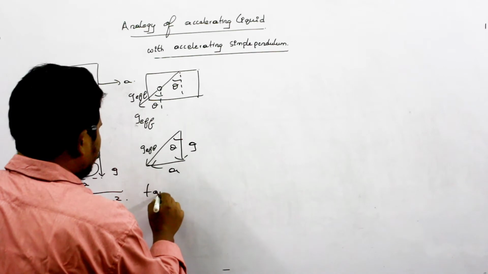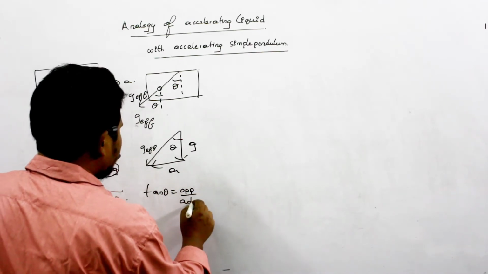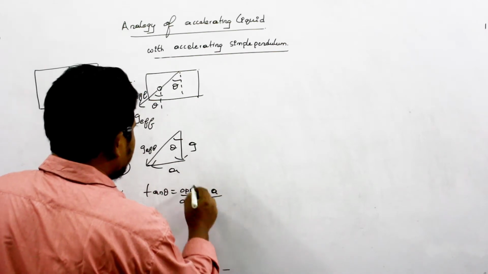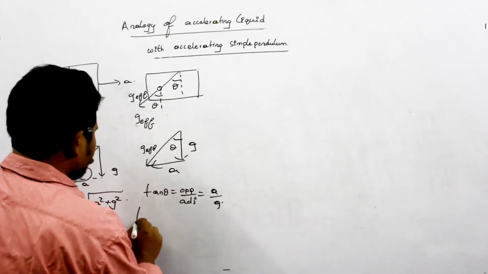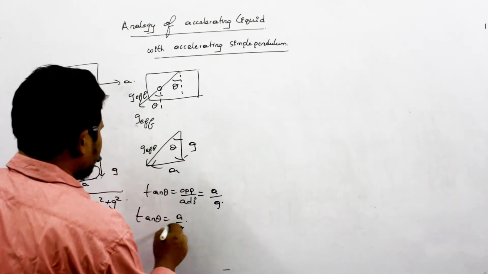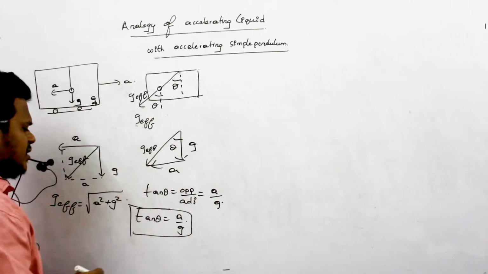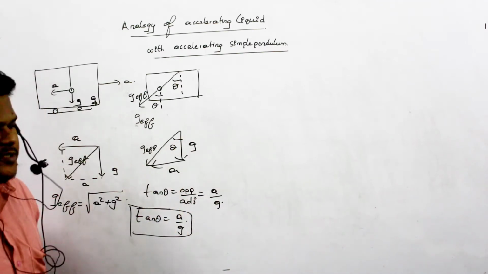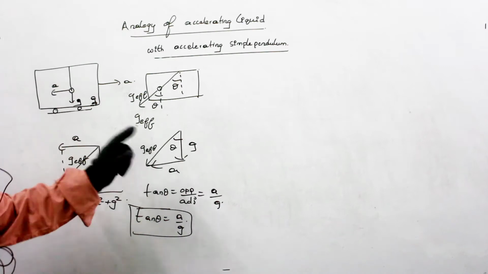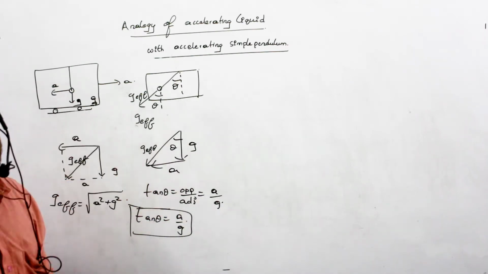So this is G effective, this is angle theta, this is G and this is A. I can write tan theta is equal to opposite divided by adjacent. Here the opposite side is A and the adjacent side is G. So tan theta is equal to A by G. It means that this pendulum will bend at an angle theta where tan theta equals A by G. Now same concept, let us see how we can understand with the help of the liquid which is accelerating.